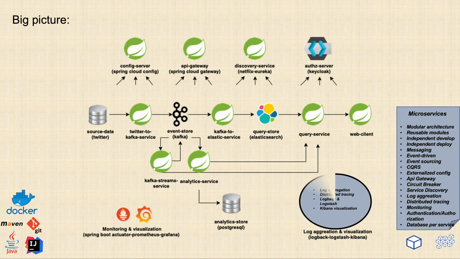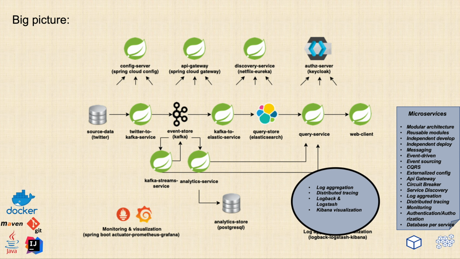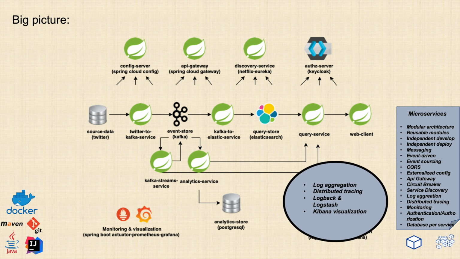Finally, you will implement the last piece, which is log aggregation and distributed tracing, where you will be using the ELK stack, Logstash and Elasticsearch along with Kibana for visualization, and also using Spring Cloud Sleuth and Zipkin for tracing of the application. At this point, you will be implementing and using log aggregation and distributed tracing microservices patterns.